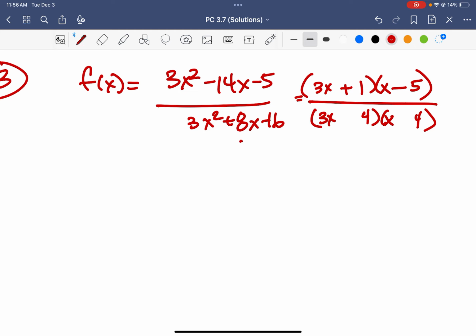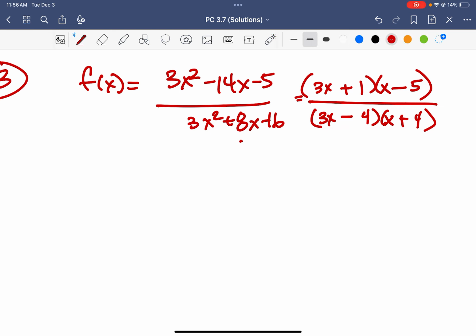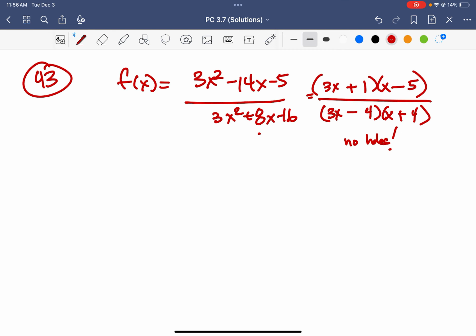So one of them has to be negative. I'm going to make it this one and this one positive. So that's going to give me 12 minus 4 is 8. This is negative 16, and that's 3, so everything works out perfectly. Okay, notice nothing cancels, so there are no holes. And so now we're ready to rock and roll.